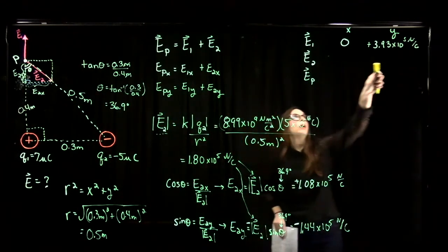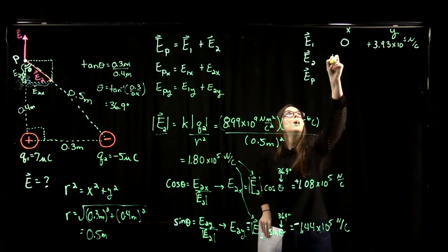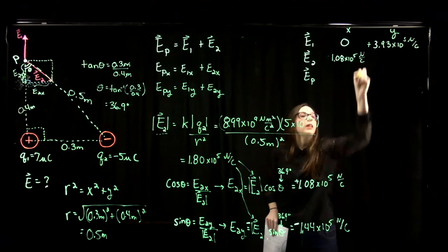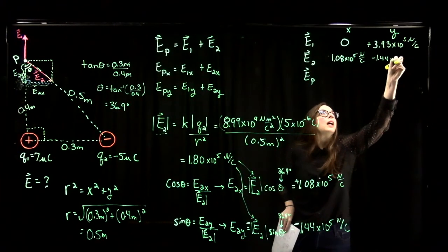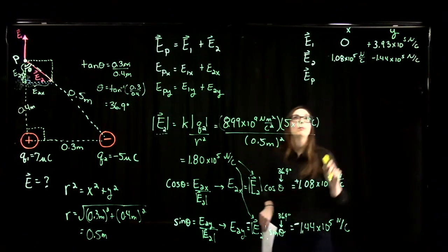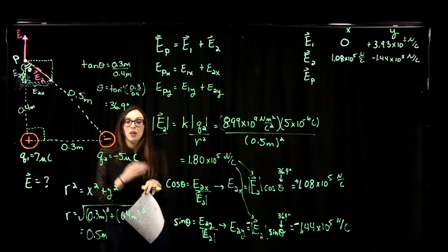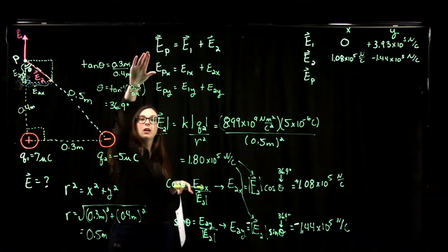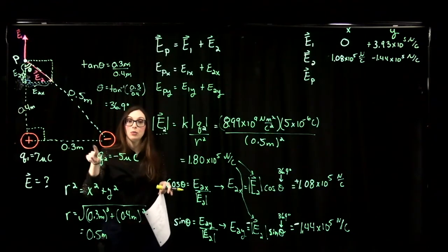So now if I fill in my chart with my x and y components for E2, I've got 1.08 times 10 to the 5 Newton per Coulomb for the x component, and I have minus 1.44 times 10 to the 5 Newton per Coulomb for the y component. Now what's left is to add up the x and the y components for E1 and E2 in order to get the x and the y components of our electric field right here at point P due to the presence of these two charges.